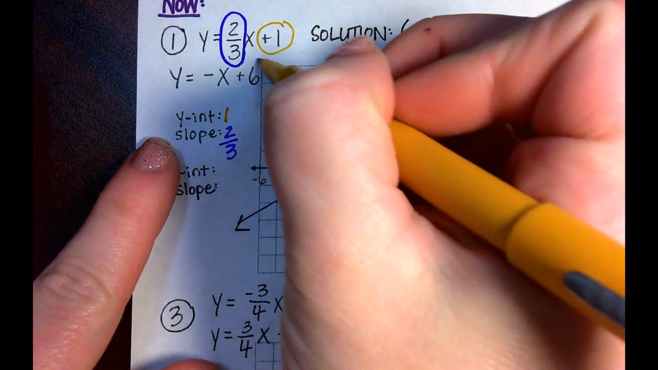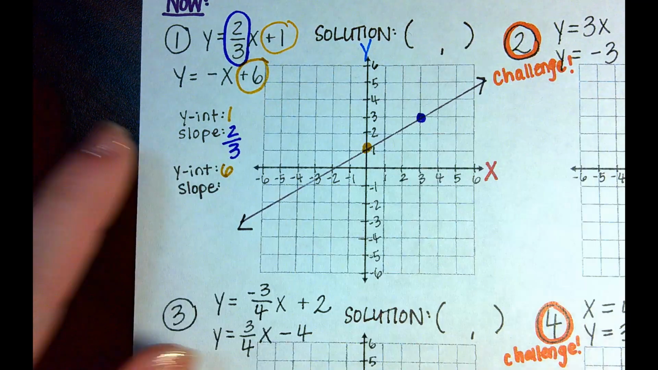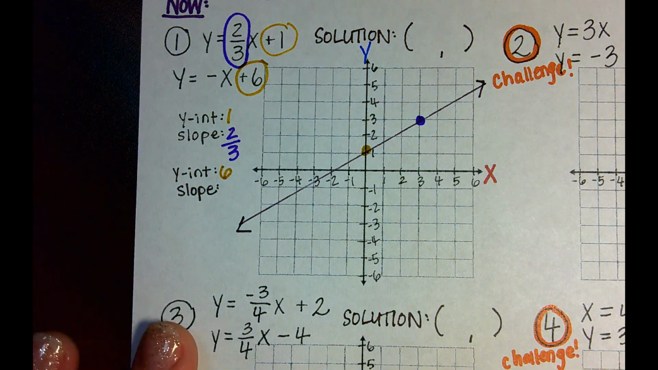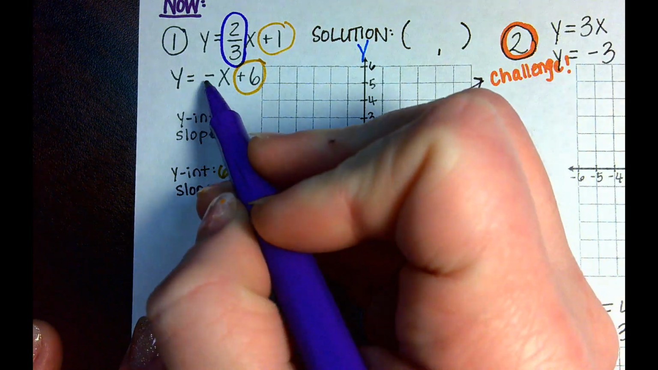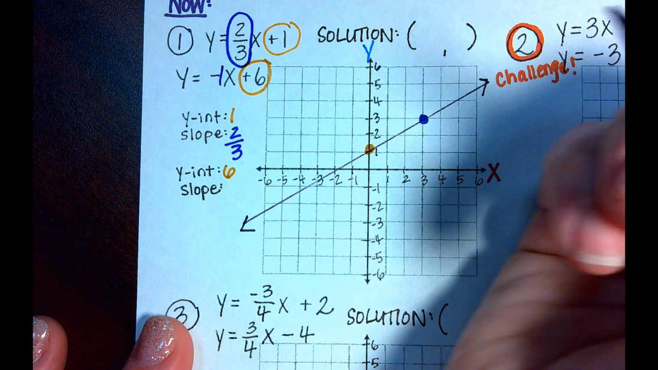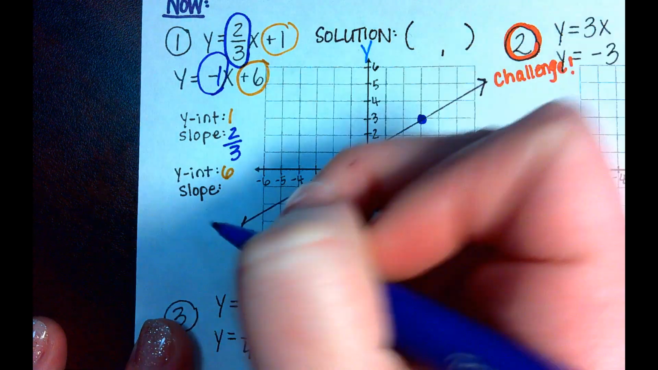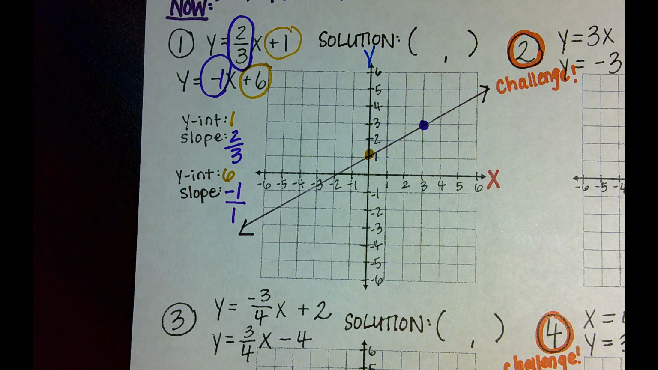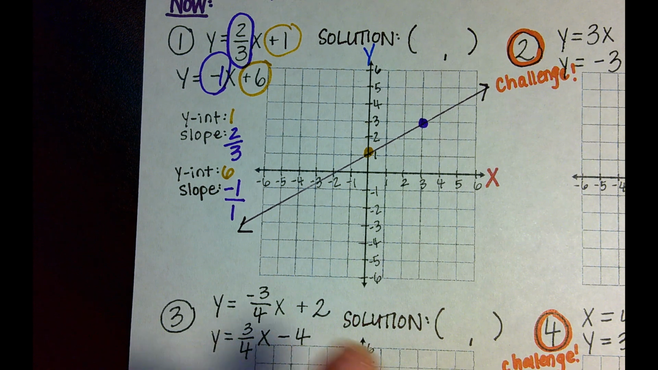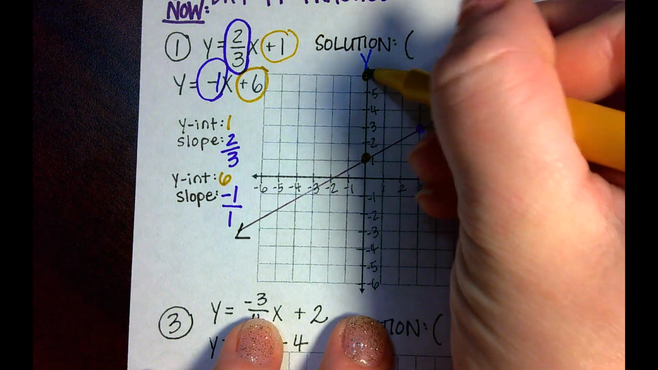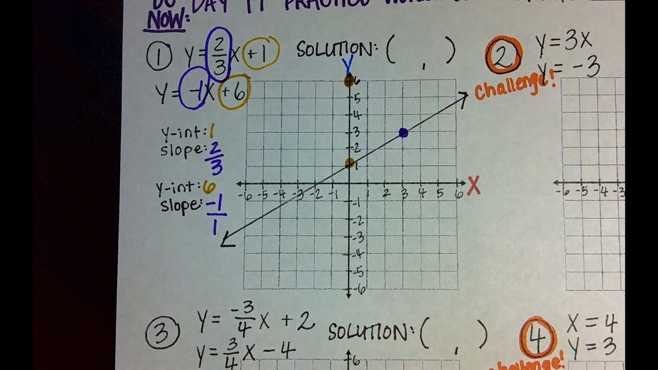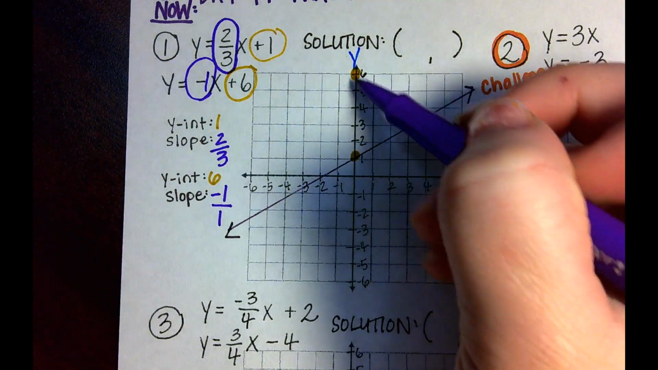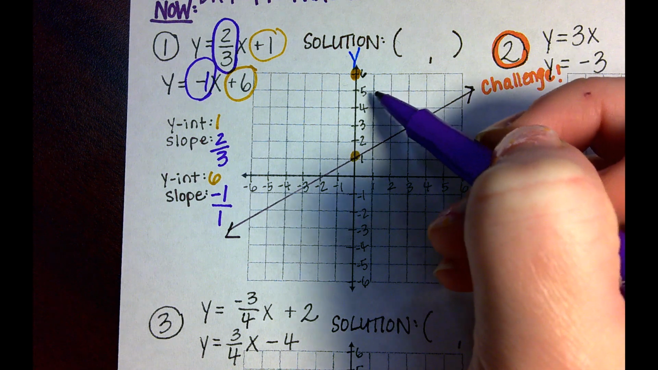6 is my y-intercept. Okay, so I'm going to just label that. Yes, and then since I have negative x, that means my slope is negative 1. So negative 1 over 1 if we wanted to think of it like a fraction. Okay, so where's my starting point? 6. All the way up there on the y-axis. And where do I go from there? Perfect. Down 1 and over 1.